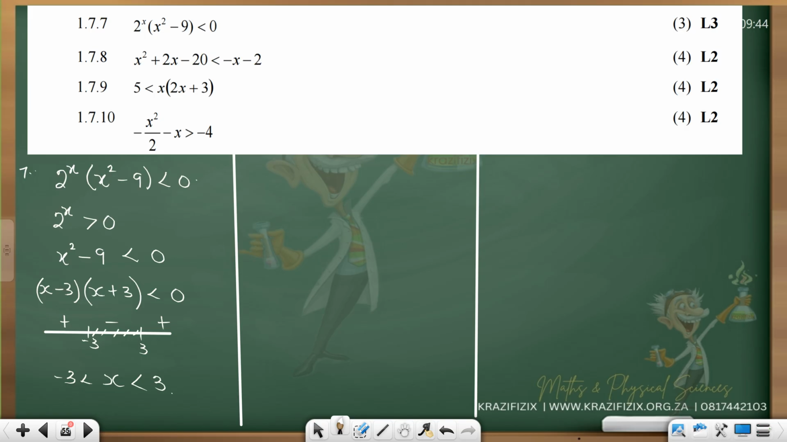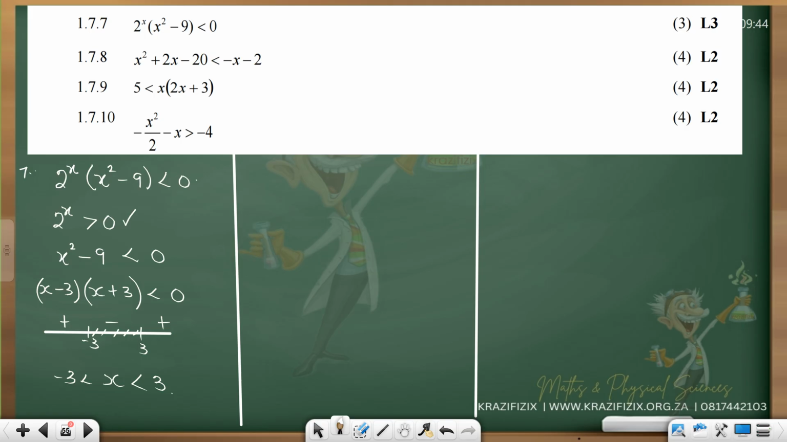So our answer has to be x must lie between -3 and +3. Please, very, very important. That first step is important. I hope this makes sense. And then we see our difference of 2 squares there. -3 and +3. Plus, minus, plus. We're looking for things that are less than 0. So you'll get a mark for this. This is very, very important.